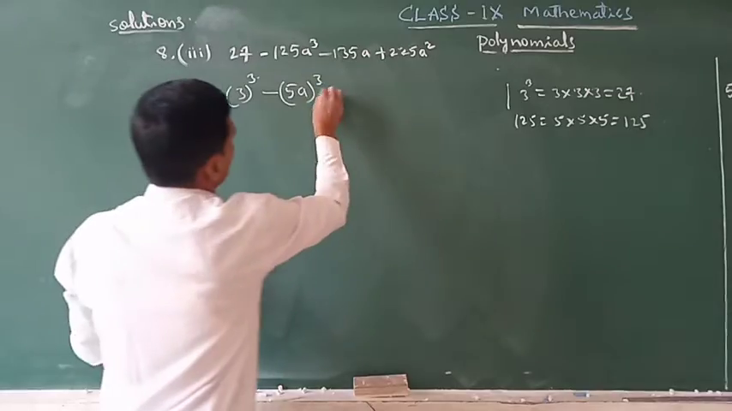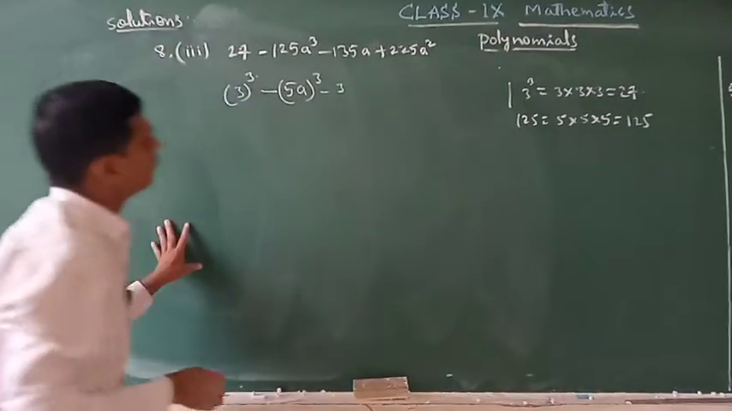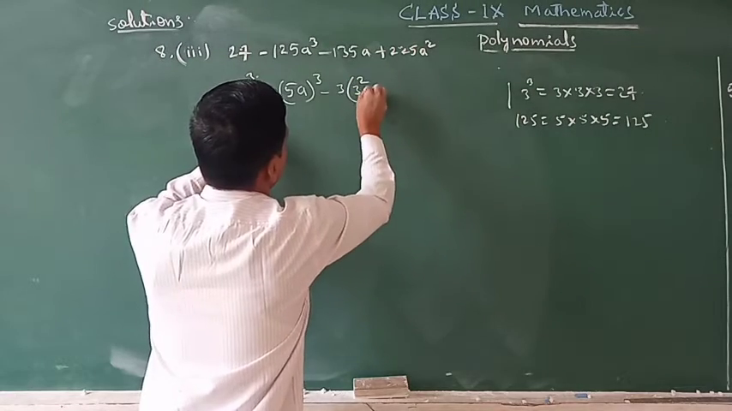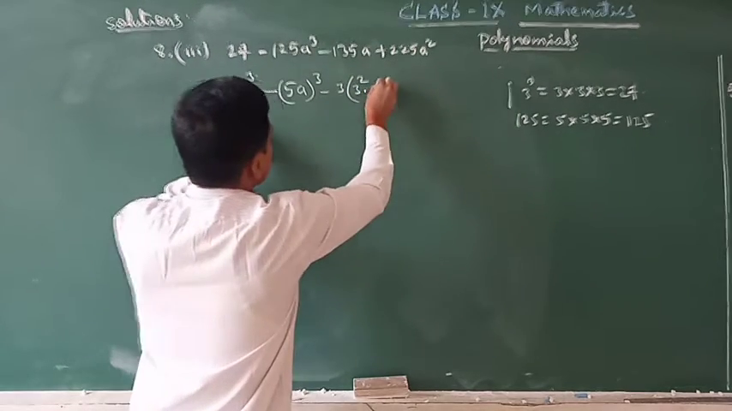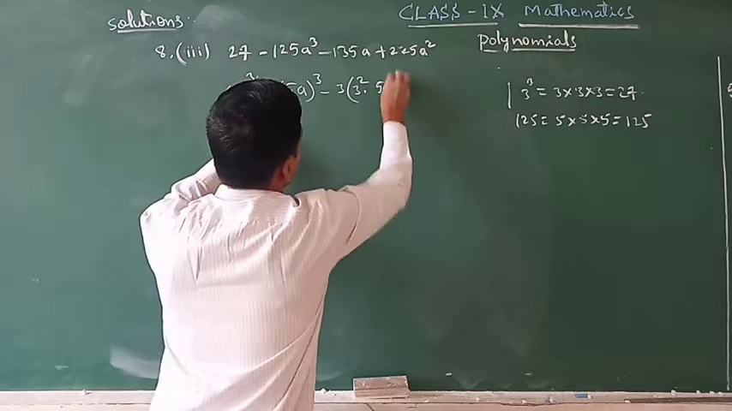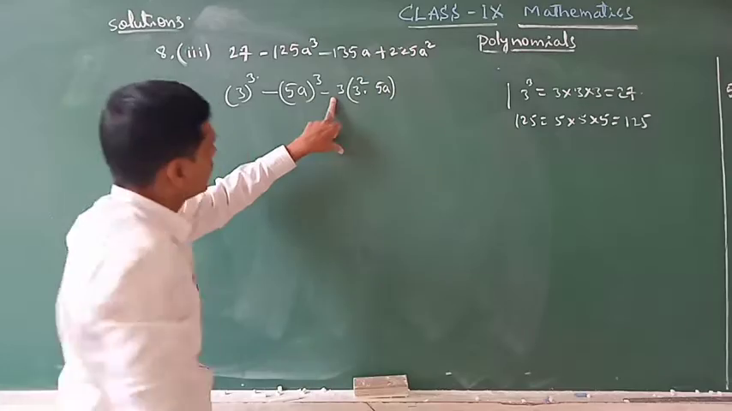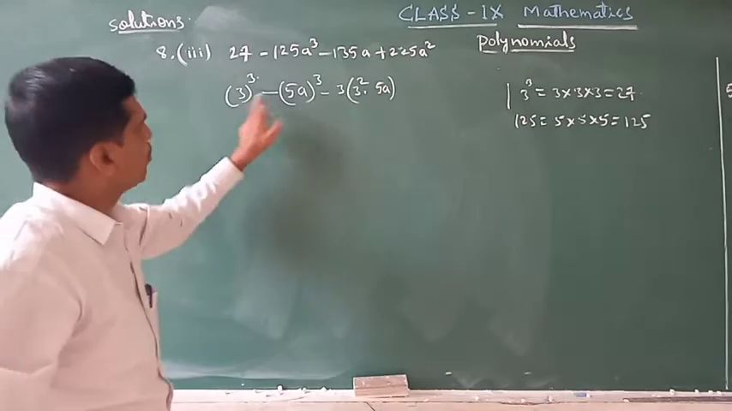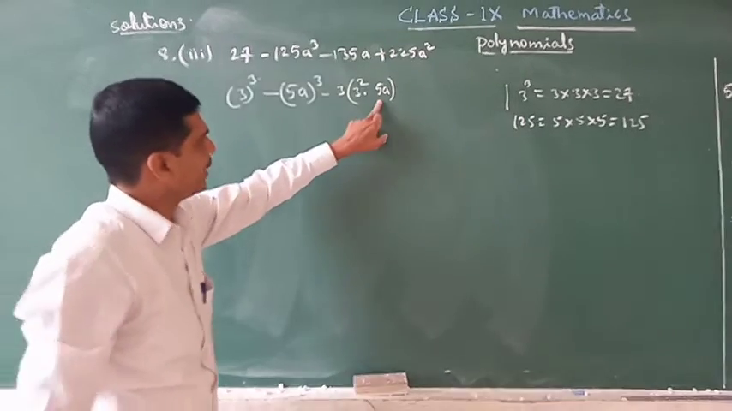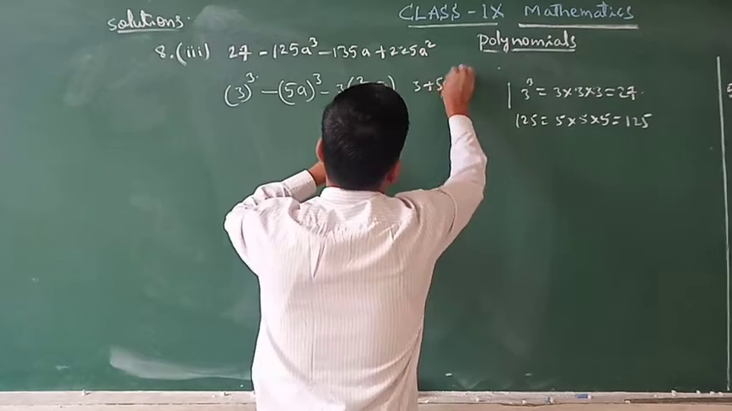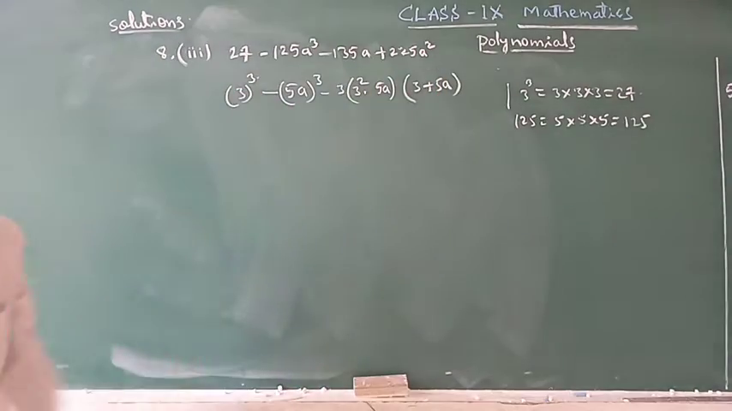Okay, (5a) whole cube minus 3. Because we require 3a square b. 3a means here 3 square. Okay, so b means it is 5a. Again, here minus 3ab: a cube minus b cube minus 3ab into (a minus b) means 3 minus 5a. You should multiply afterwards, you can get the same expression.